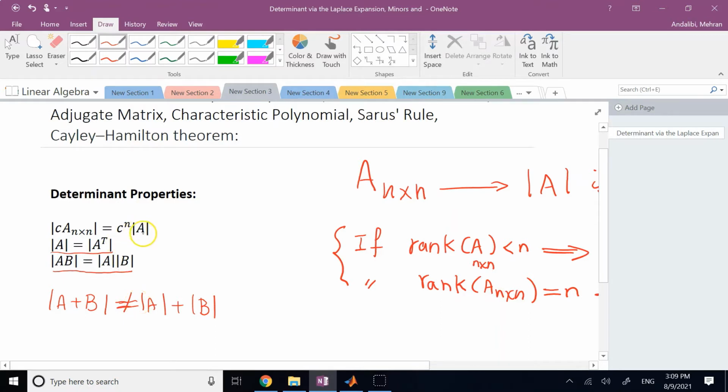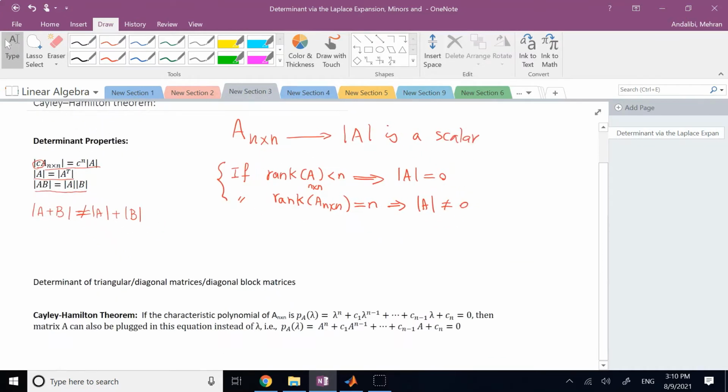And if you multiply each entry in the matrix by a constant c, then the determinant of the matrix is multiplied by c to the n, where n is the number of rows or columns of the square matrix, okay? So these are some important properties of the determinant, and we have a few more.